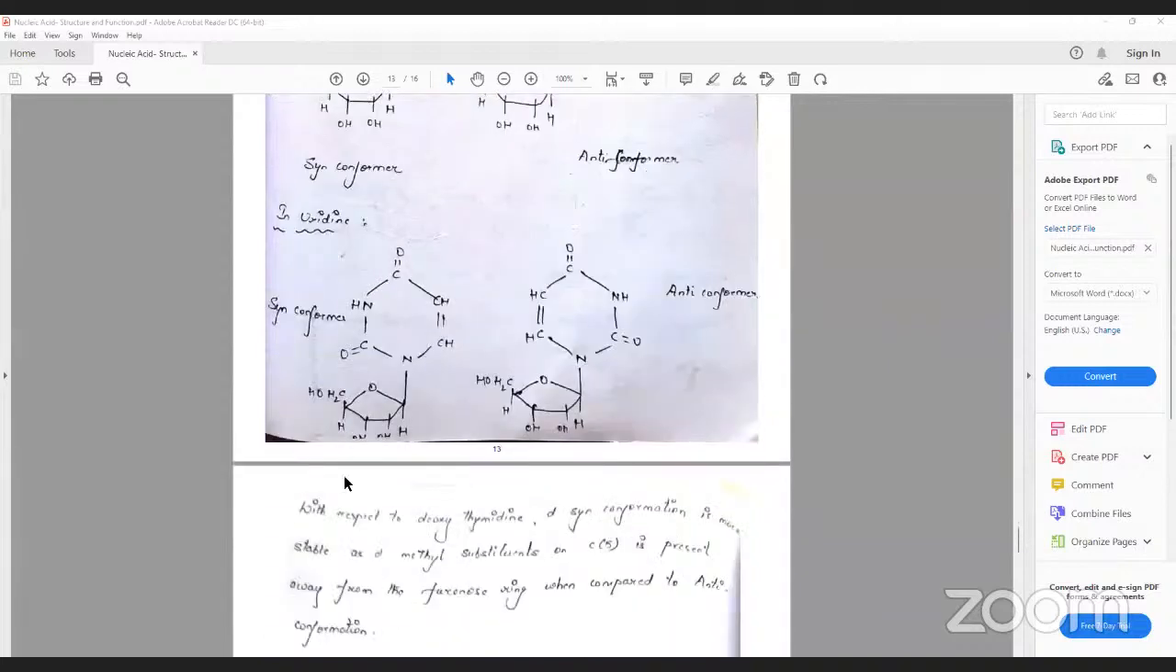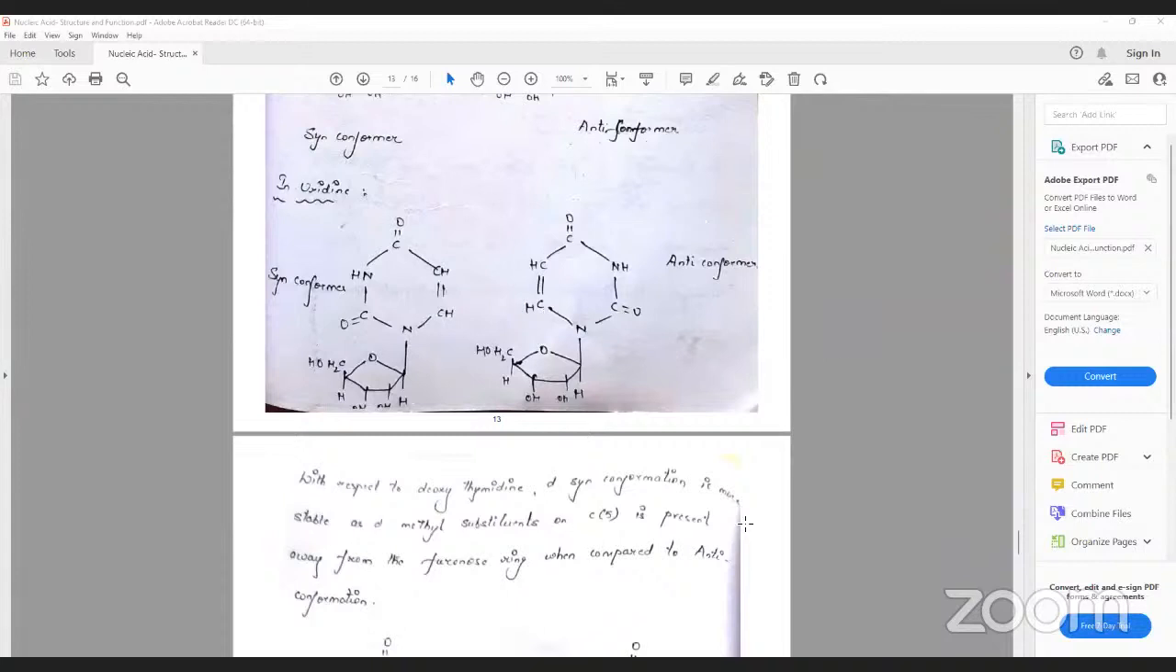Now this is again the syn and anti-conformer of a pyrimidine nucleotide. For example, this is the uracil, that is 2,4-dioxypyrimidine, which is linked to the sugar unit. Since the orientation here is with respect to the second carbon, if you can see the first nitrogen and second carbon, here they are on the same side. The furanose ring and the oxygen are present on the same side, which is why it is the syn conformer. Whereas here they are on the opposite side, which is called the anti-conformer.